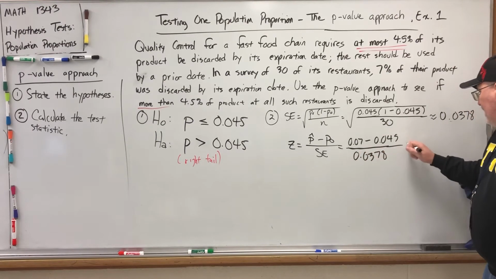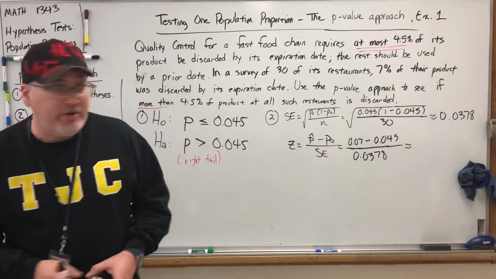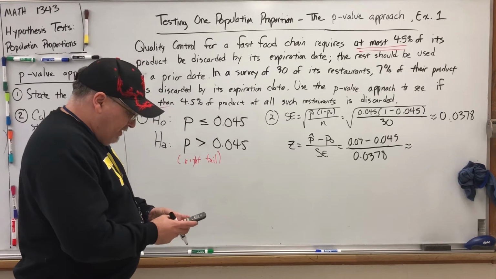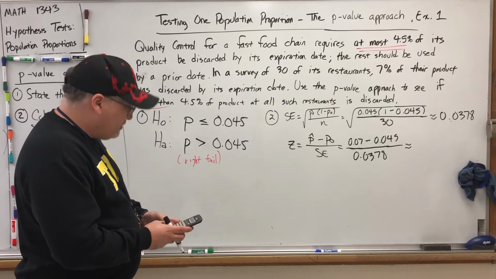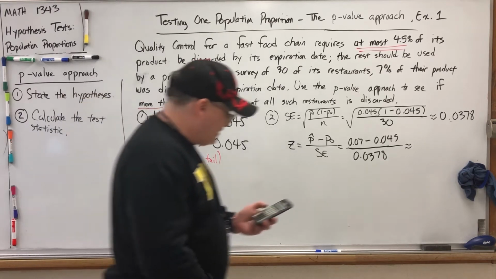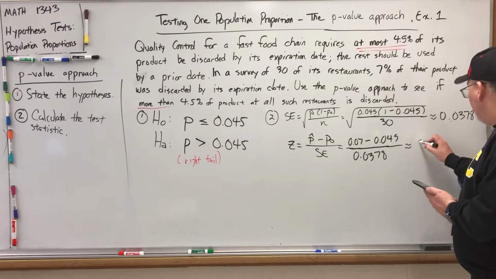0.0378. And by the way, I haven't played this one out prior to the video. I really don't know what decision we're going to make. 7% minus 4.5% equals, divide that by 0.0378, and we get 0.6614.